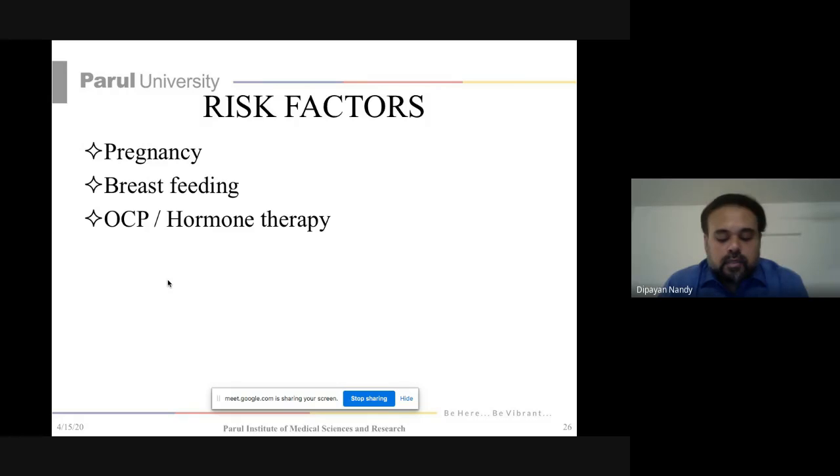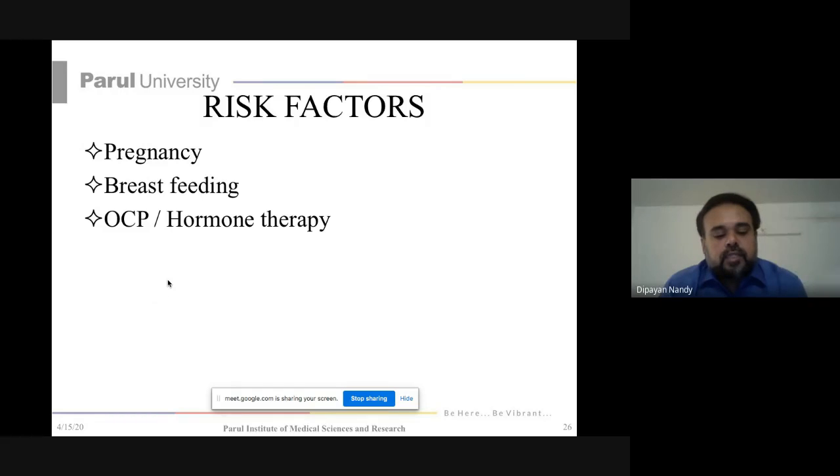OC pills or the contraceptive pills, of course, nowadays we have low dose estrogen, high progesterone pills, which again have decreased the risk of breast cancer to almost negligible. And most of the contraceptive pills prescribed today are pretty safe. And unless there is some other risk factor or a family history or a genetic predisposition, oral contraceptive pills can be considered safe in today's age when prescribed by a practitioner or a gynecologist.